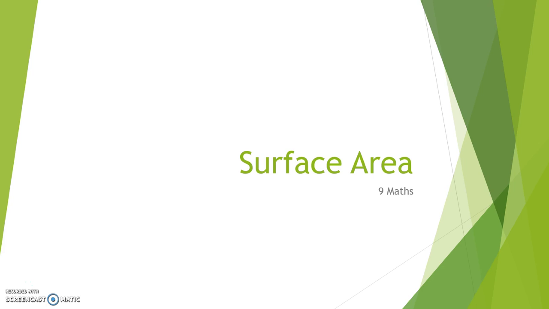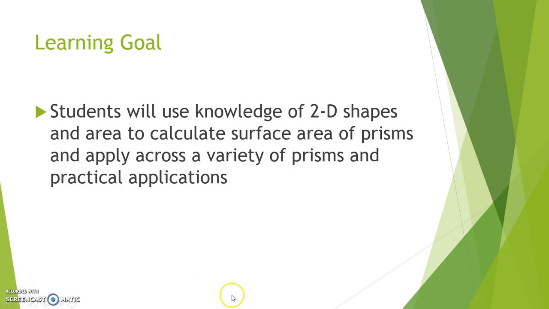Once again, some of the content you'll see here are things you've seen before in grade 8. This is probably the more challenging one that we come across, and it's mainly because it's difficult for some of us to visualize what's actually happening, what the shapes are, because the faces of our 3D objects are hidden. So our learning goal here is to use our knowledge of our 2D shapes and area to calculate surface area of prisms or 3D shapes.